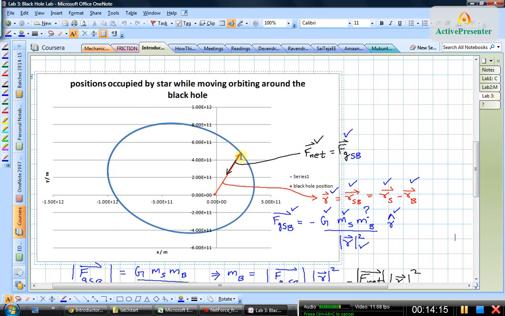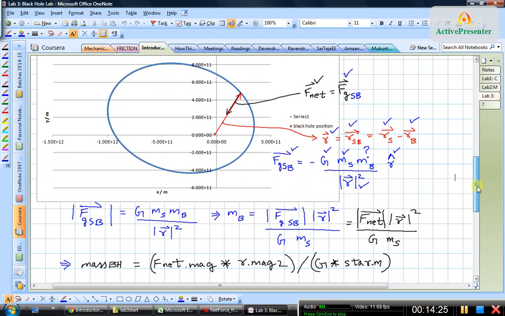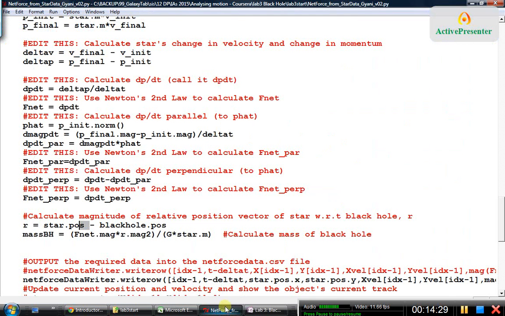And the position vector of the star relative to the black hole is this red arrow and denoted by this r vector. It is actually position of star minus position of black hole. So this is what we will code in the program. As you can see here, r is the relative position of star with respect to black hole. It is star dot pos minus black hole dot pos.